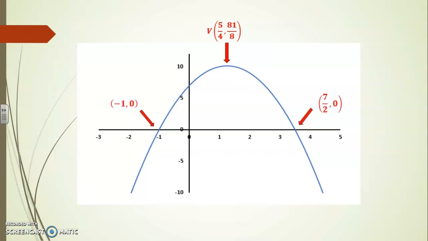The zeros, minus 1 and 0, 7 halves 0, agree with the numbers we found earlier and match what the picture is showing. And finally, we have our y-intercept at 0, 7. So typically, if we were graphing this parabola, we would have created or located the vertex, the zeros, the y-intercept, and then sketched the parabola through those points.